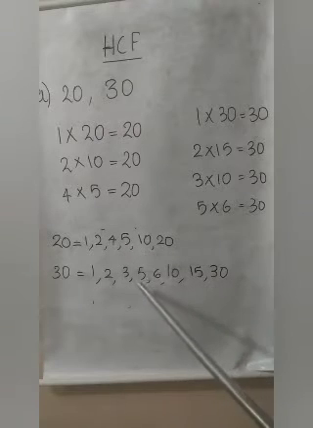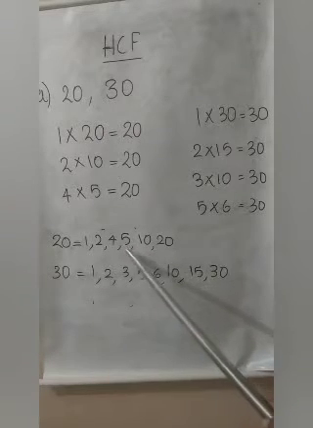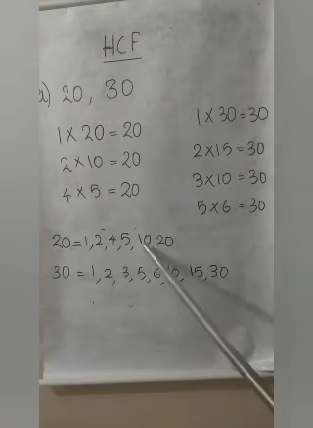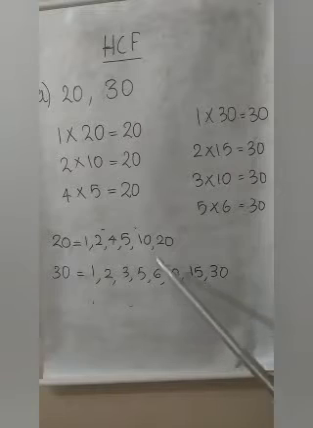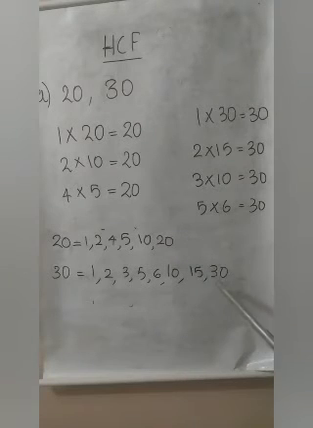Here 5. 5 we have here. Here also we have. So 5 is a common factor. Again 10. Here we have. Here also we have 10. So 10 is a common factor. 20 we have here but we don't have here.